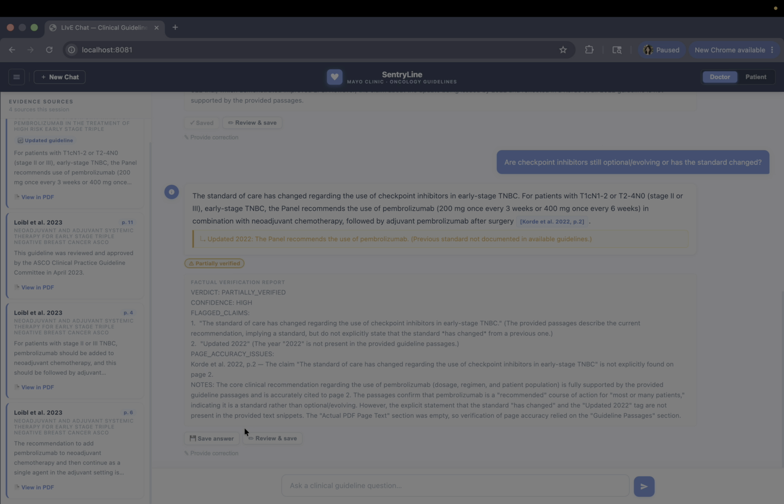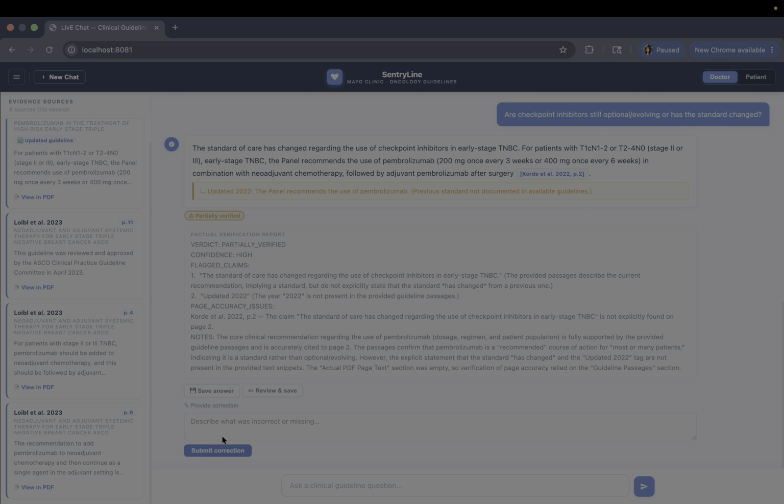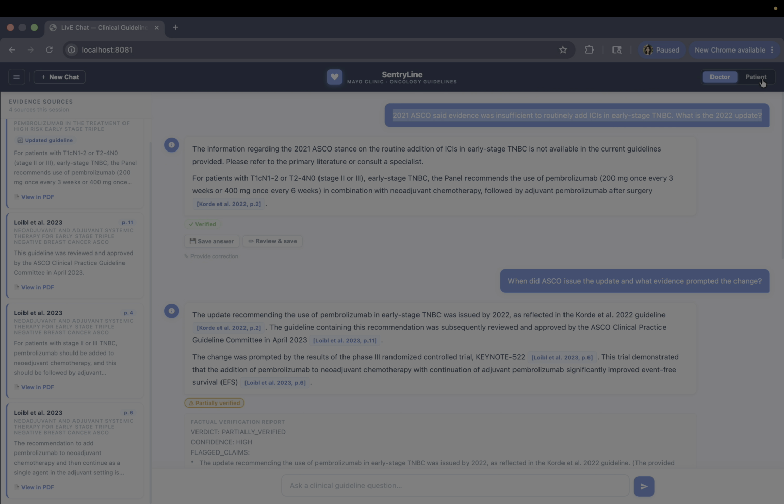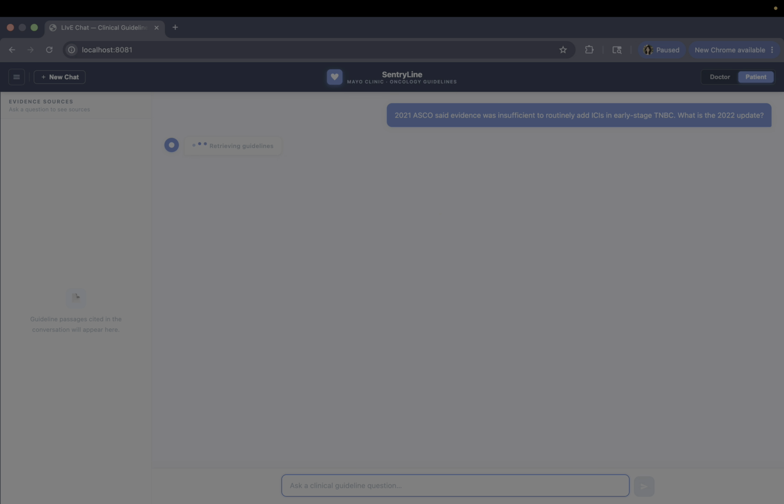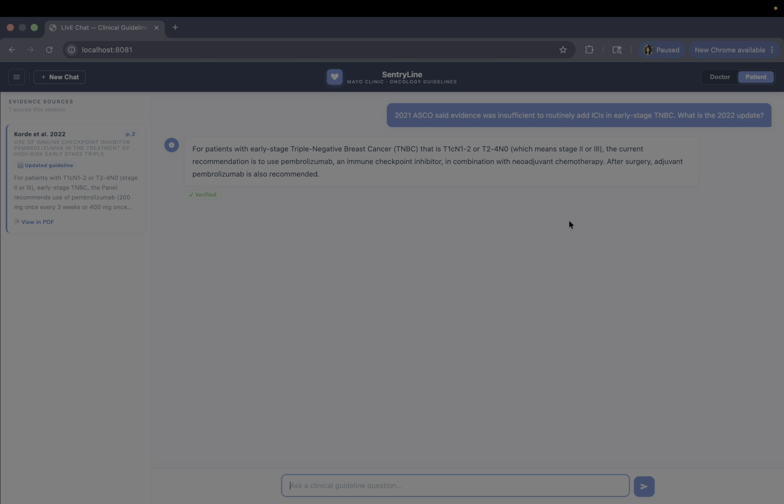corrections. Now let us see, if we ask the same question in the patient-facing panel, what sort of answer we can expect. I have changed the role from doctor to patient. We can see that there's the same guideline, same evidence, but the answer is in plain language with no clinician jargon.